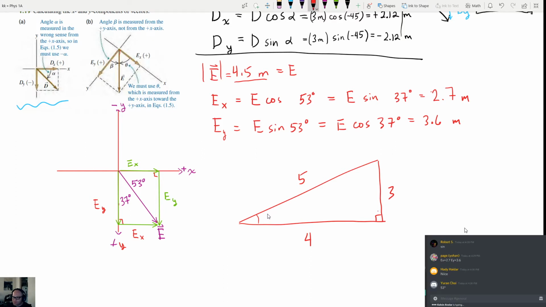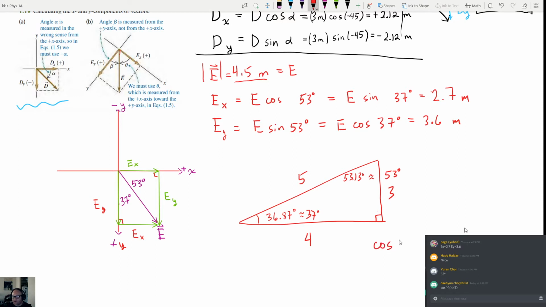It's about 36.87 degrees, which is approximately 37. And this angle up here is about 53.13 degrees, which is approximately 53 degrees, right? So a 3-4-5 triangle has angles of 37 degrees, 53 degrees, 90 degrees, okay? To the point that we can say the following.